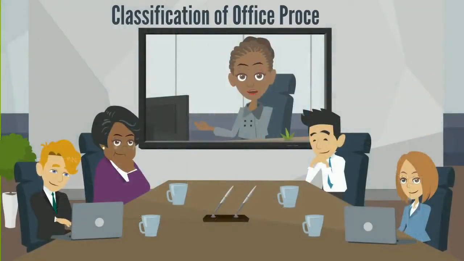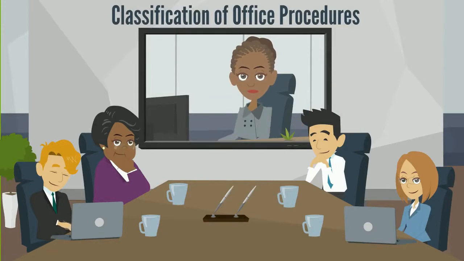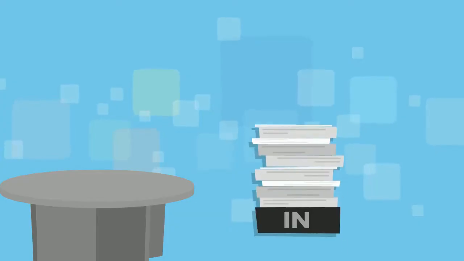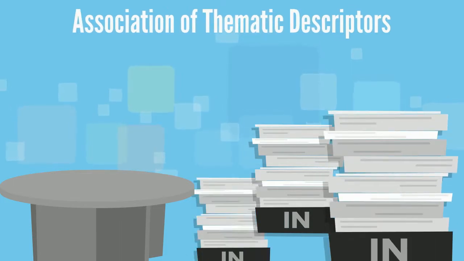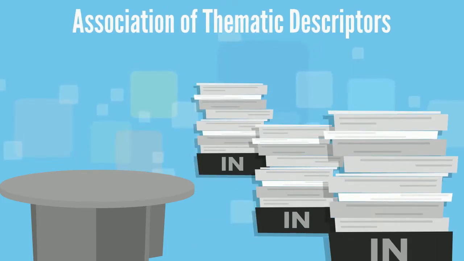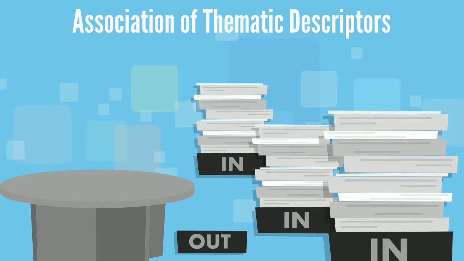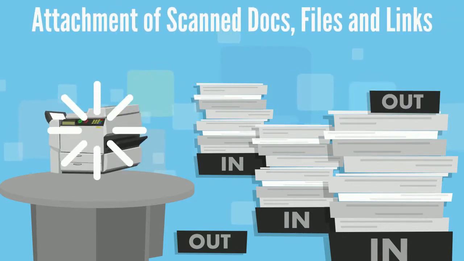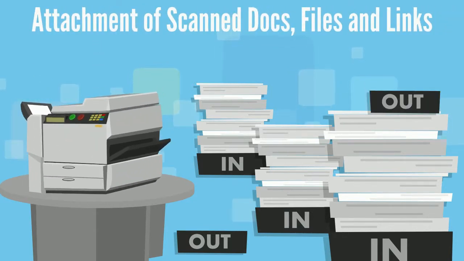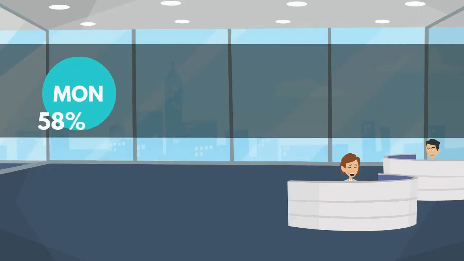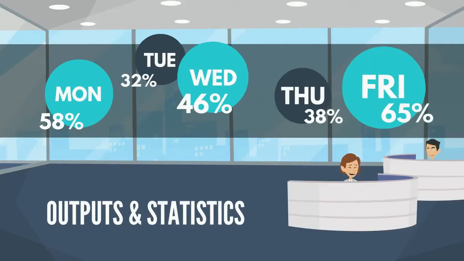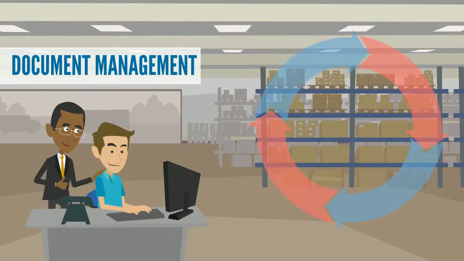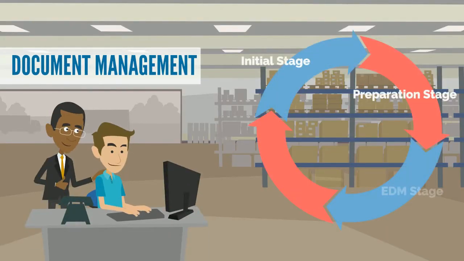The classification of such office procedures, according to the codes set by the organization. The association of thematic descriptors with such office procedures, in order to strengthen regular search facilities. The attachment of scanned documents, files, and links in general. Multiple outputs and statistical reports. Therefore, this module ensures, in this context, a first-level document management.